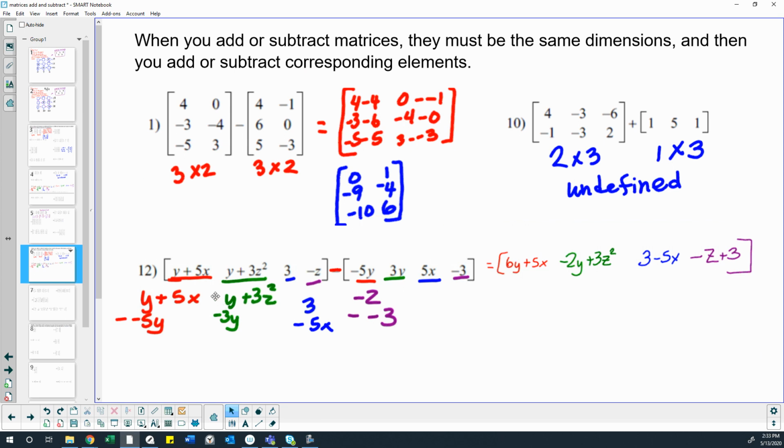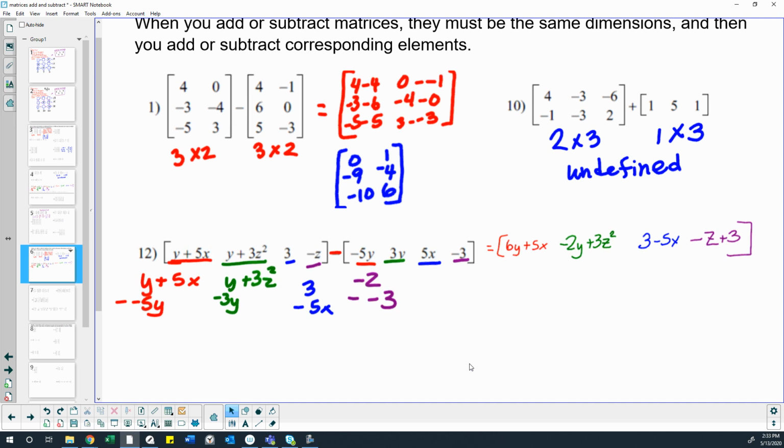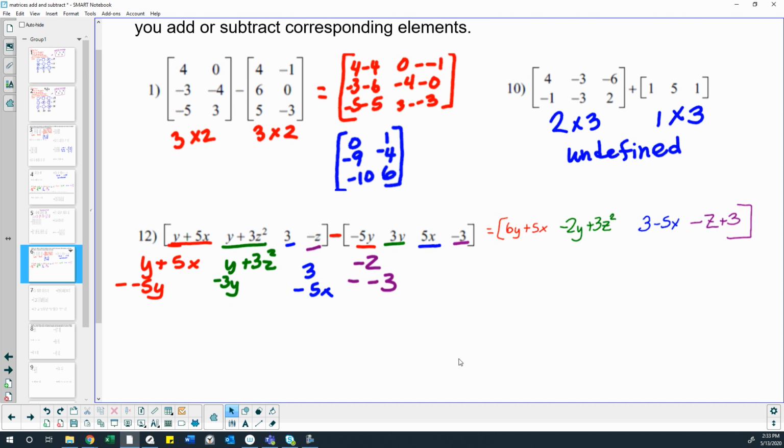Next, we've got some algebraic expressions in our matrix instead of numbers. Now remember, algebraic expressions are simply numbers in disguise because we do not know the values of the variables, but we still just treat them like numbers.